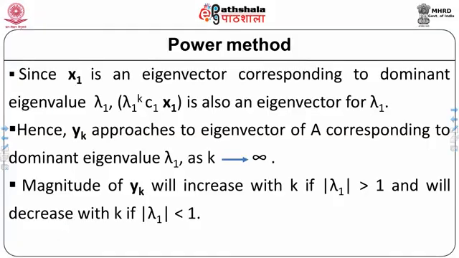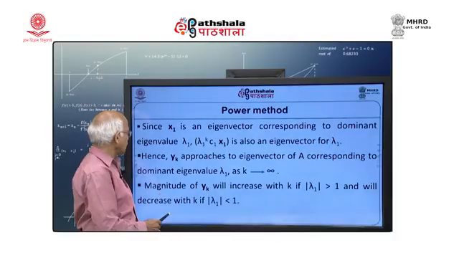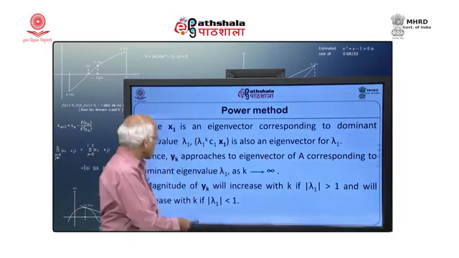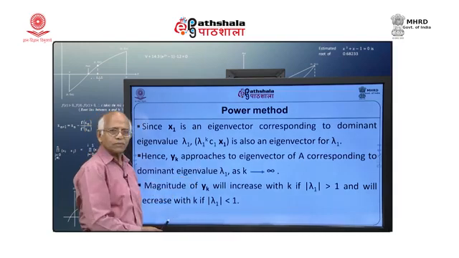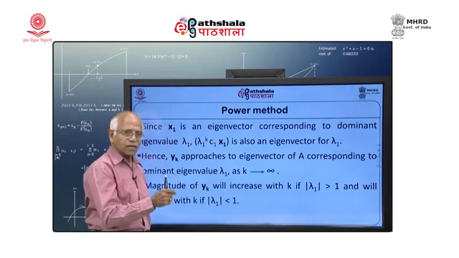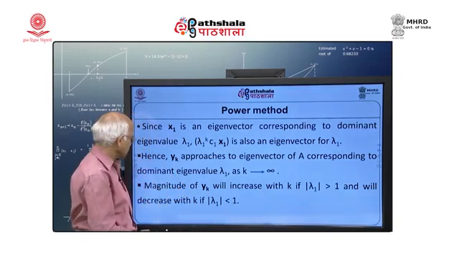Since x 1 bar is an eigenvector corresponding to the dominant eigenvalue lambda 1, lambda 1 raised to k into C 1 x 1 bar is also an eigenvector, because any multiple of x 1 bar is also an eigenvector corresponding to the eigenvalue lambda 1. So, therefore, y k bar approximates the eigenvector of A corresponding to the dominant eigenvalue lambda 1 as k tends to infinity. So, not only do we get the dominant eigenvalue, but we also get the corresponding eigenvector.